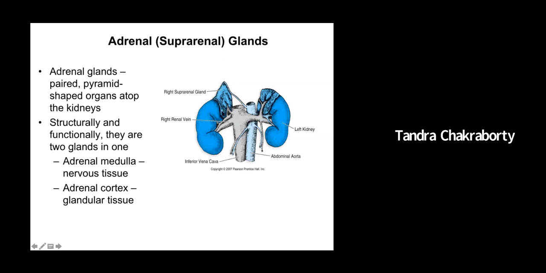There is an outermost tissue, which is known as the adrenal cortex, which is a glandular tissue and is basically made up of glands, and the innermost tissue, which is called the medullary tissue, is mainly made up of nervous tissue. So let's understand the composition, the anatomy, the histology of these different tissues.